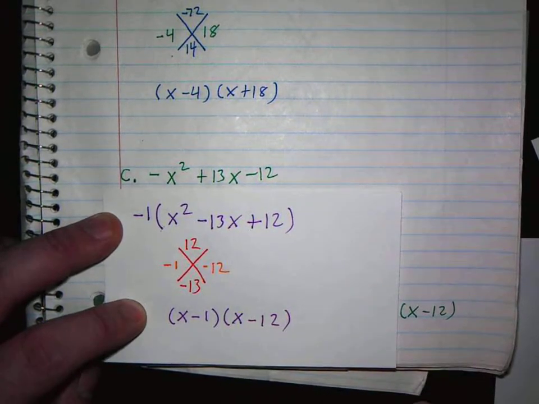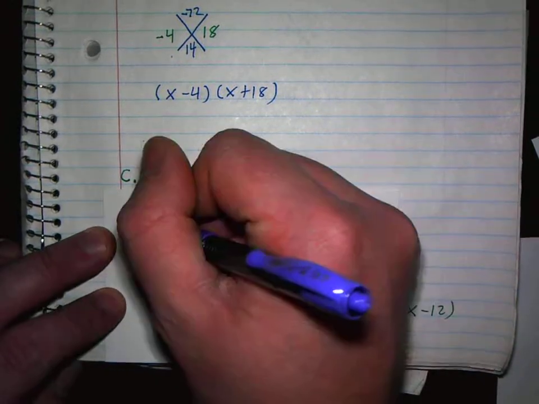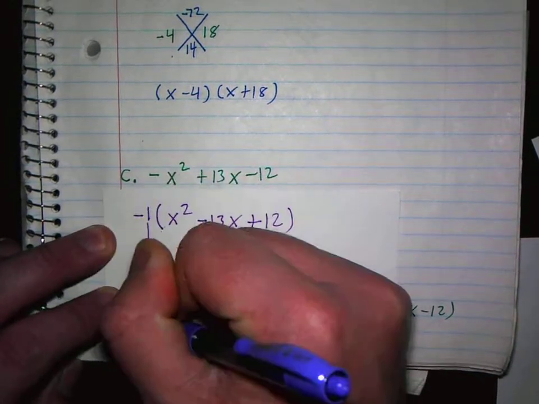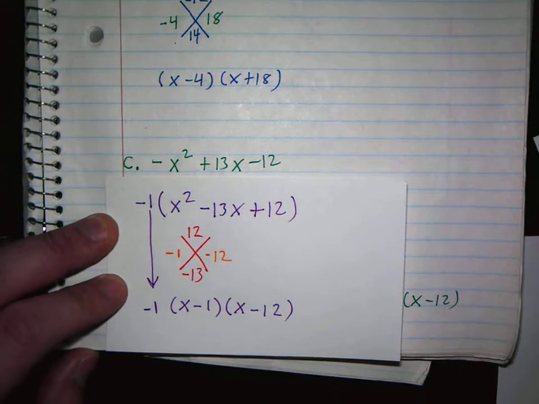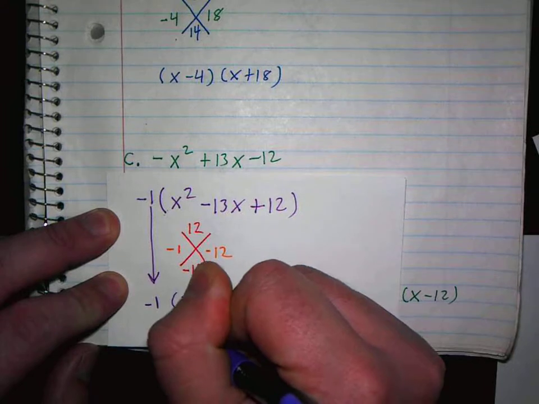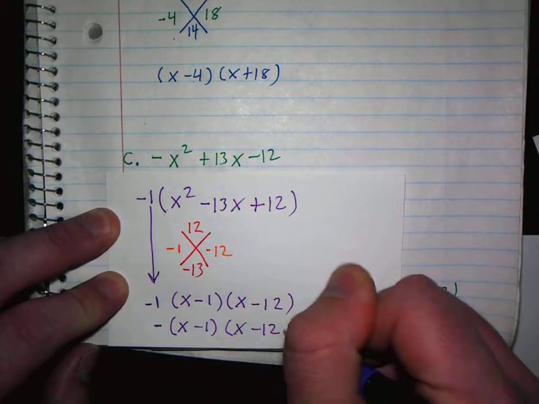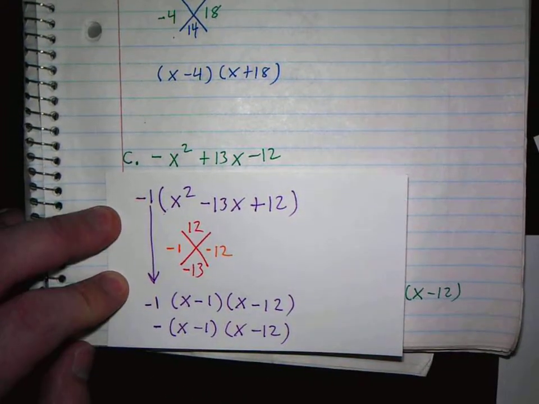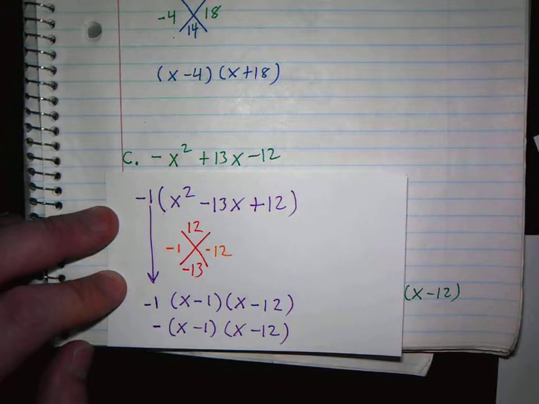And kids, I don't know why people forget, but they forget to bring down the -1. Now, an alternative way to write this would also be just a negative sign, like that. So if you see a minus sign, that is the same thing as -1. Okay?